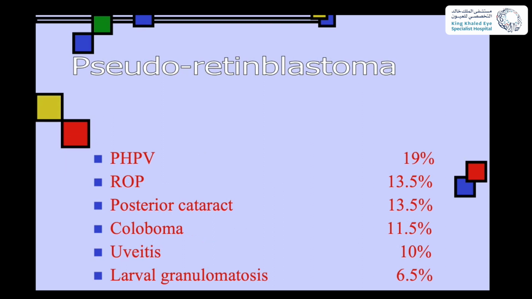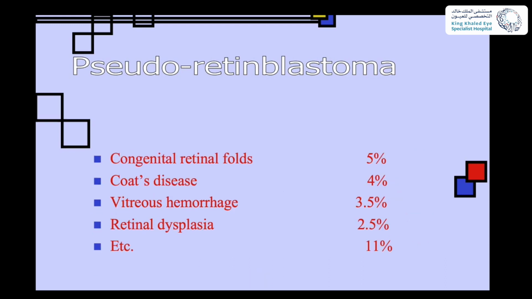There was a study conducted a long time ago to see what the main causes of leukocoria are. About 90% of cases of leukocoria were due to persistent hyperplastic vitreous, or what we call PFV. Retinopathy 13%, cataract 13%, coloboma 13%, uveitis, and sometimes larval granulomatosis. Congenital retinal folds, Coats disease 4 or 5%, vitreous hemorrhage, retinal dysplasia, and so on.